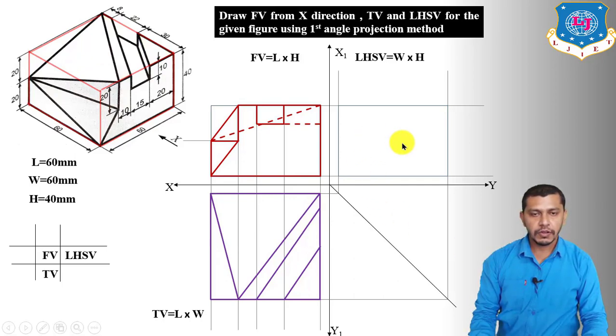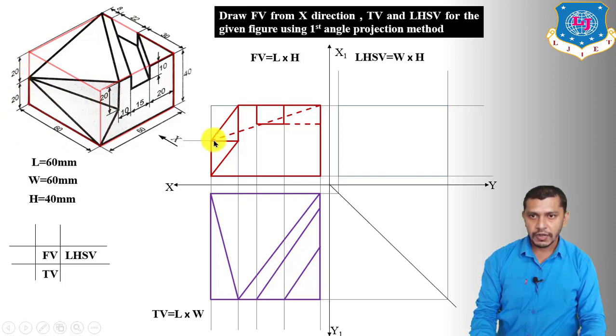Now let's try to draw the left hand side view. So again we will start with the face which is parallel to the side face of the cuboid. So right now you can see that this face is parallel to the side face of the cuboid. Now first of all we have to take the projection of this face.